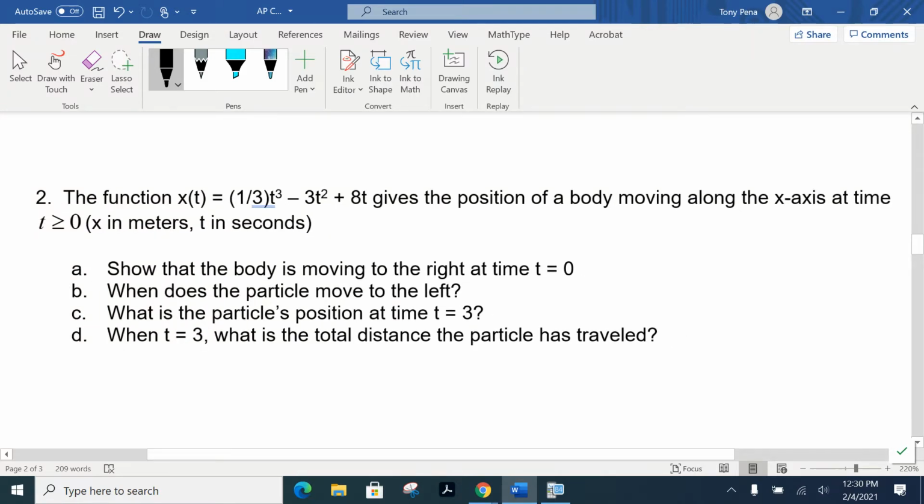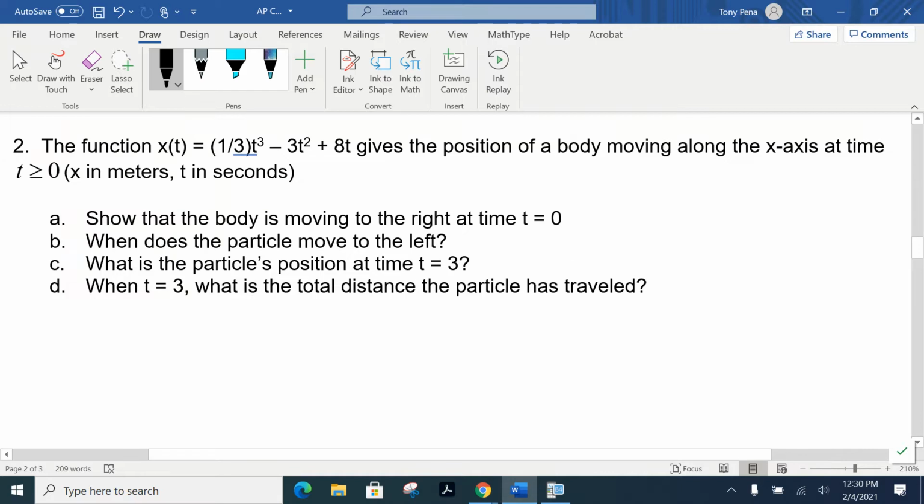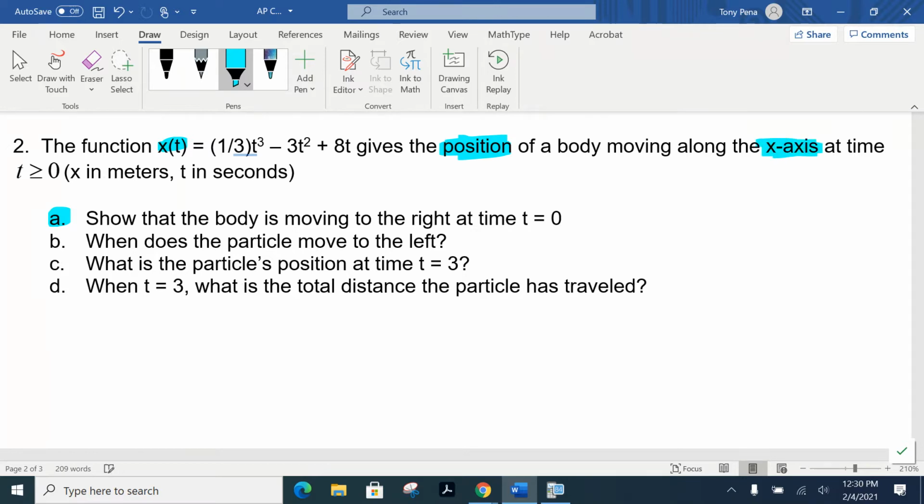So go to number 2 on the next page. And again, some old stuff here that we want to bring back, at least A, B, and C, because all this is going to come back to us. So in letter A, what you're told is this is now a position function, moving along the x-axis, so that means we would talk in terms of left and right. And then our time is just greater than 0. Our x is measured in meters, time is in seconds.